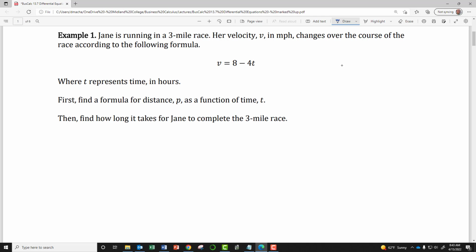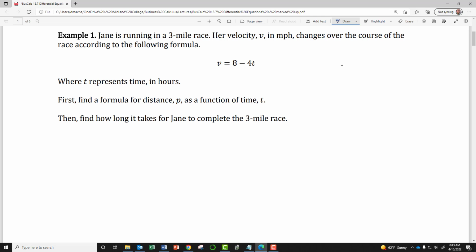So lowercase t represents time in hours. First, we want to find a formula that gives us her distance, like her distance away from the starting line, as a function of time. And then after we have that formula, then we would be able to figure out how long it's going to take Jane to complete the 3-mile race if her velocity really does follow this formula.